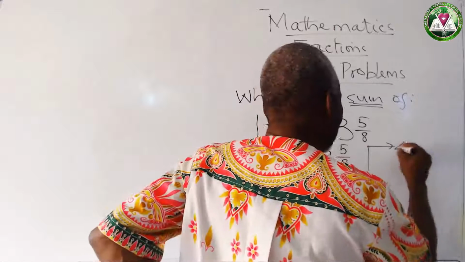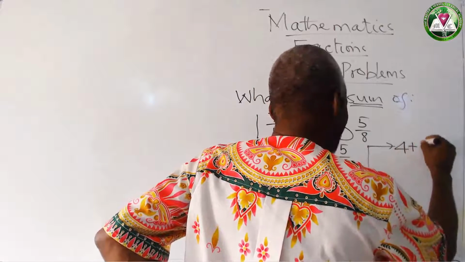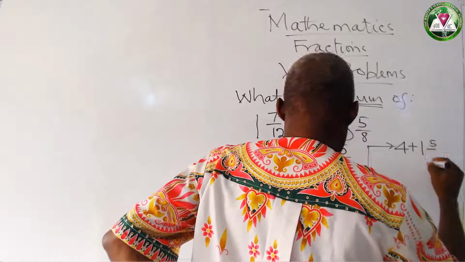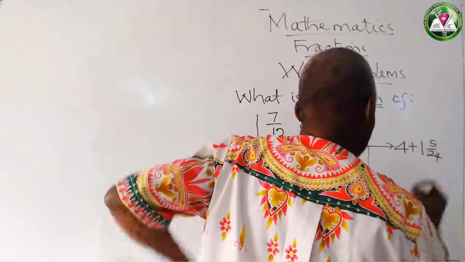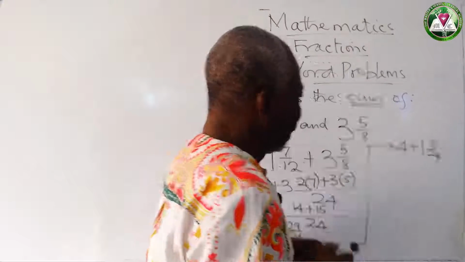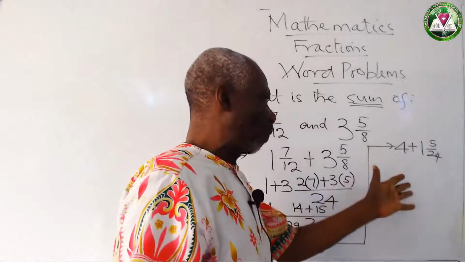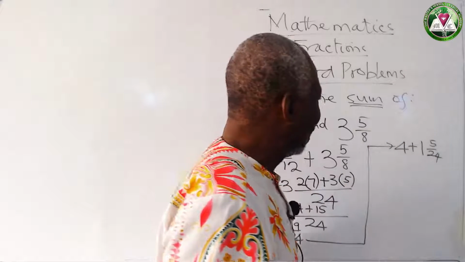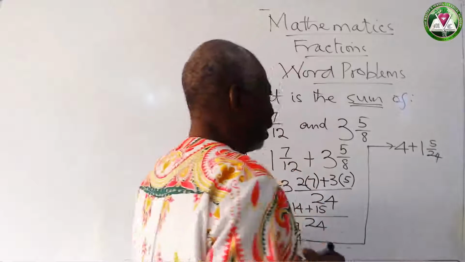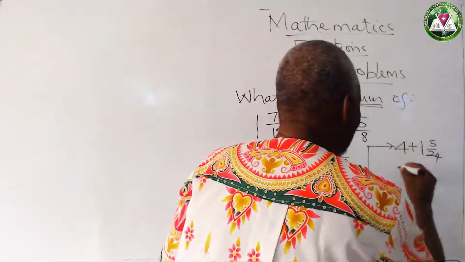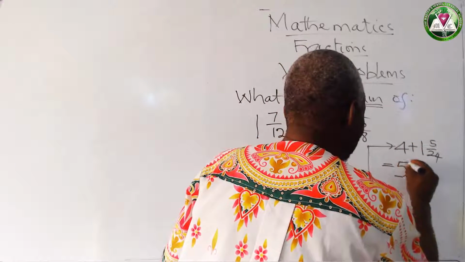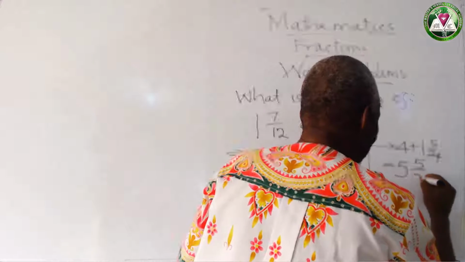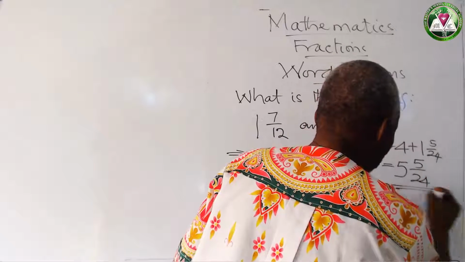So this gives us 4 plus 1 whole number, 5 over 24. So the first number there is 4. It has no fraction attached to it. Second number there is 1 whole number, 5 over 24ths. So we add the 4 and the 1 to produce a 5. And the final proper fraction is 5 out of 24.